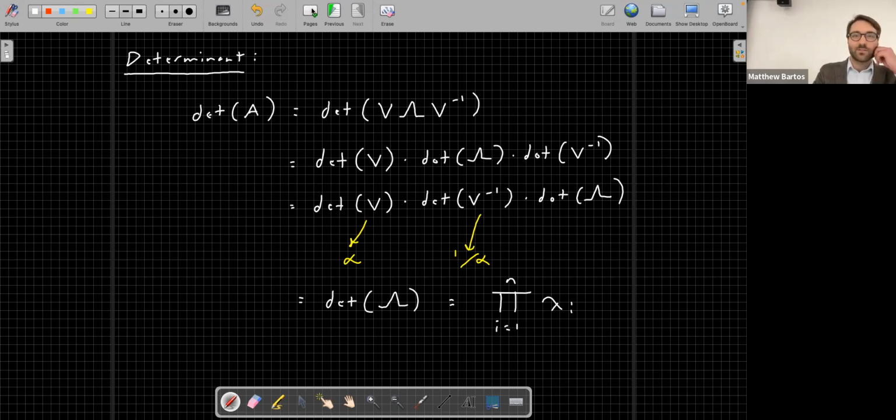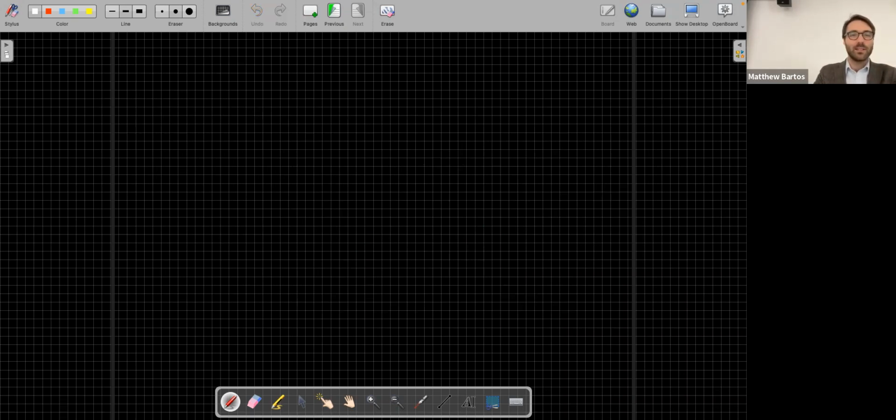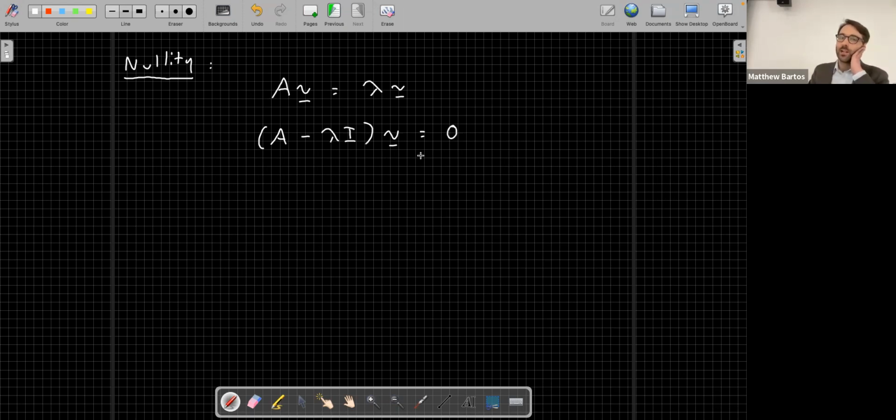All right, let's take a look at just two more concepts that we talked about previously. I want to talk about the nullity and the rank. Okay, so let's take a look at the nullity of a matrix A. So we know from our definition of the eigenvalue eigenvector pair that AV is equal to lambda V, which implies that A minus lambda I times V is equal to 0. All right, what if we let the eigenvalue be 0? What if we let this lambda be 0? What will this become? It'll be AV is equal to 0.